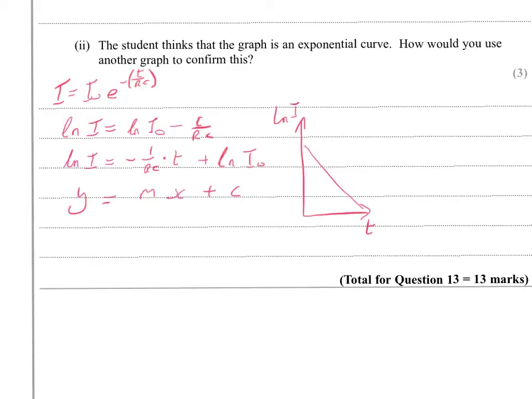You don't really have to show the maths of this, you just have to demonstrate that you know that you're going to need to plot the log versus t, and that should give you a straight line.